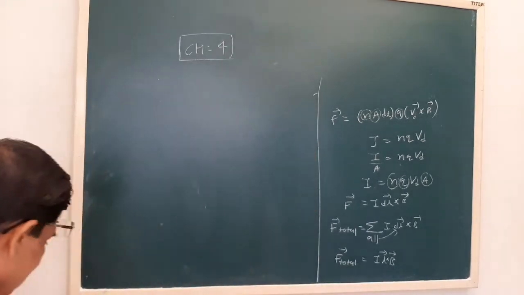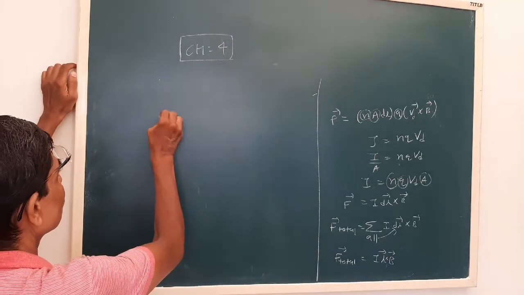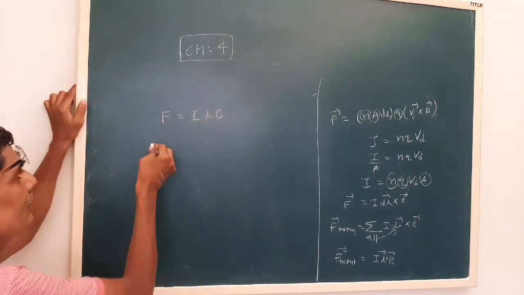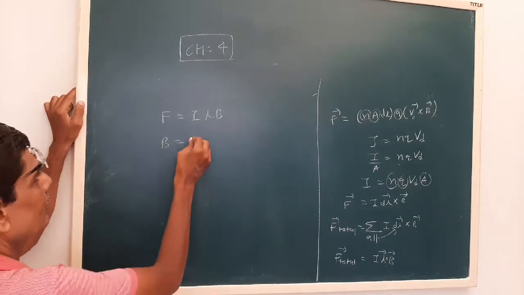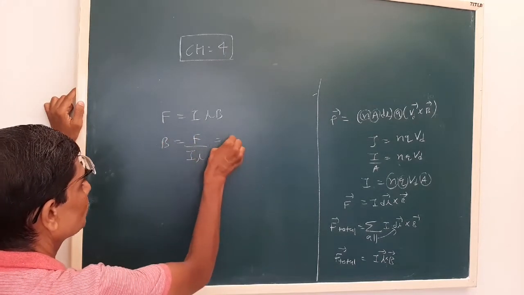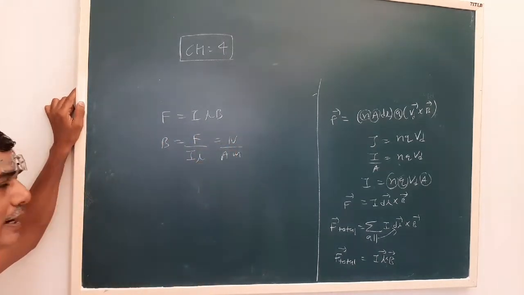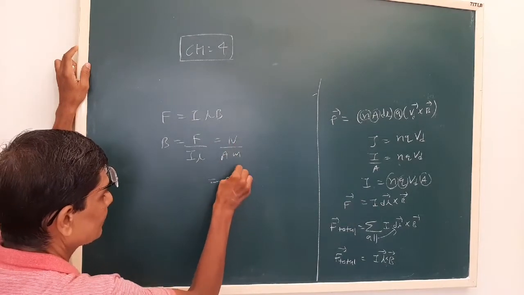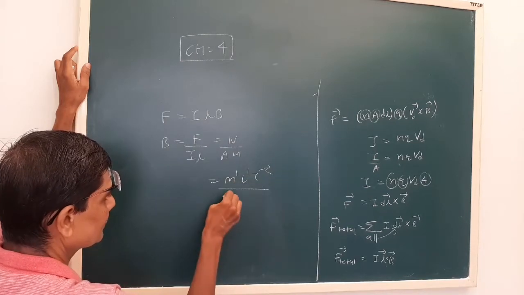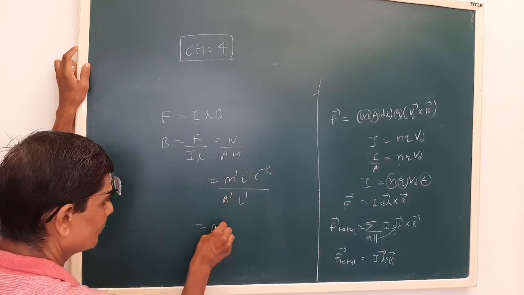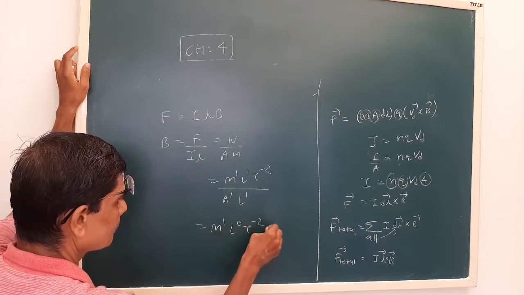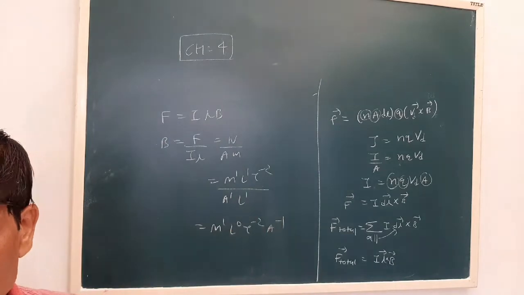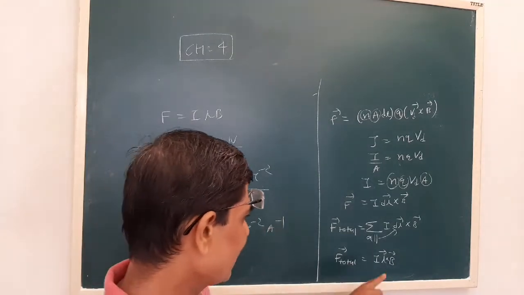Let me take it again so it will be easy for you to remember. If I write only the scalar part, it is F is equal to ILB. So B is equal to F upon IL, that is Newton upon ampere meter. And if I write the dimension, it is M1 L1 T minus 2, current is A1, meter is L1. So by using this formula, we can easily remember the unit and dimension of magnetic field.